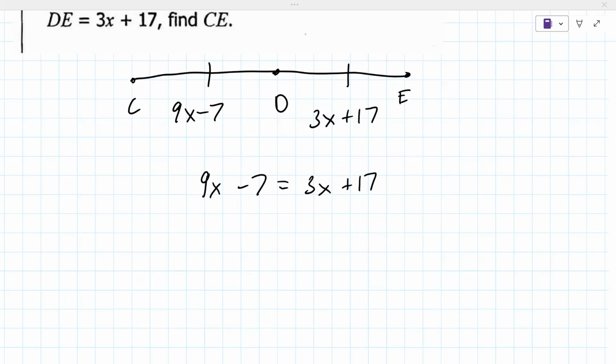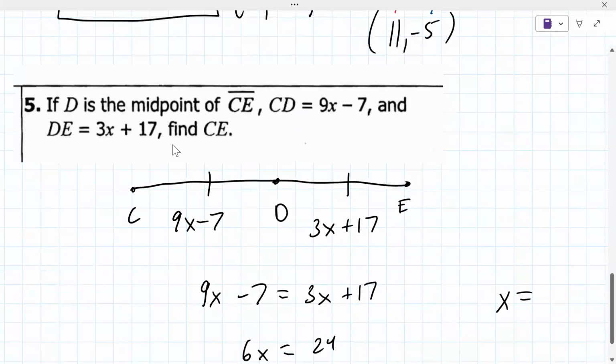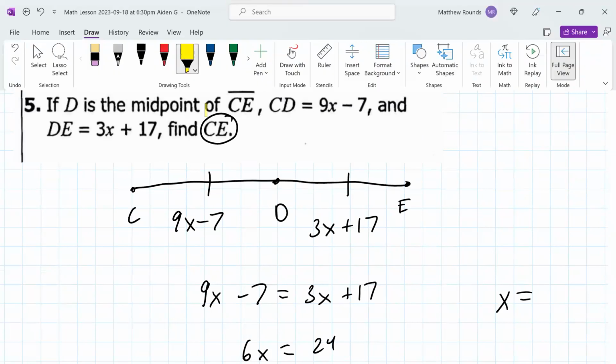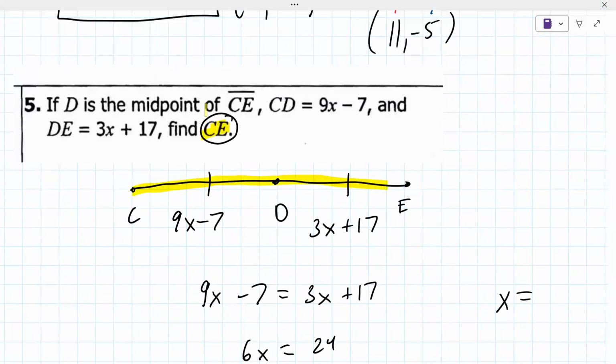6 and 24. Now, what do you mean by the 6 and 24? The final answer is x equals. Do you have... Oh, 4. Yes. Okay, so yeah, it's 6x equals 24, x equals 4. That's great. Sometimes they want you to find x, sometimes they want something else. In this problem, they want CE. CE is the entire distance.